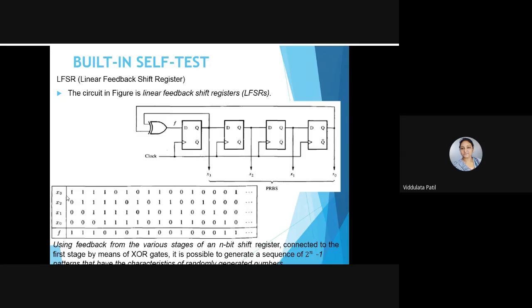So my first setting is 1 0 0 0. This is one example I have taken. So now with the first clock signal what will happen, this one will be shifted to X2.